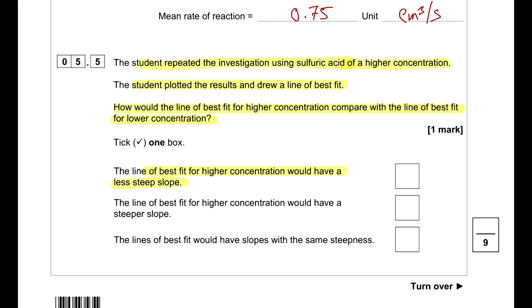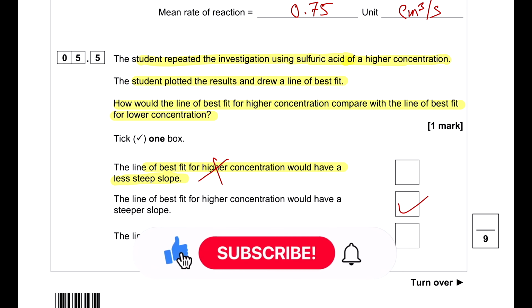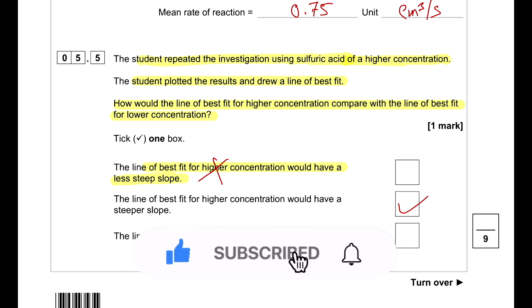We know that at higher concentration, the reaction is faster. So it must have a steeper slope. So this is a wrong statement. The line of best fit for higher concentration would have a steeper slope. This is correct. So guys, in this particular video, we're done with question number 5.